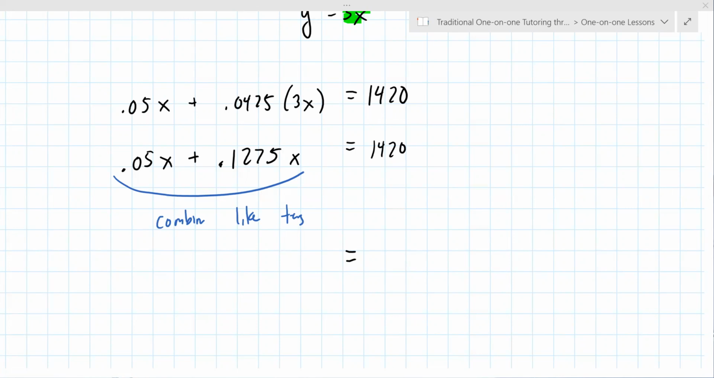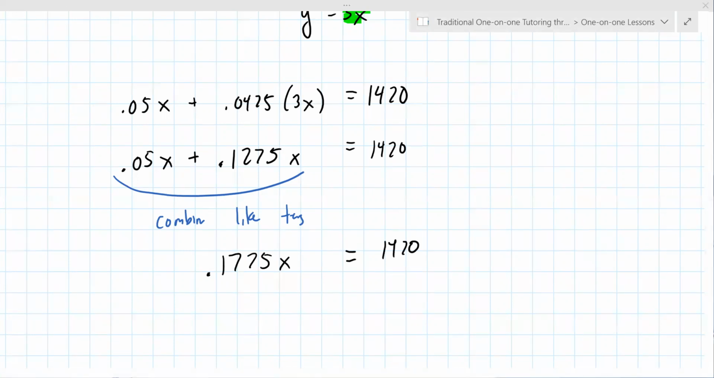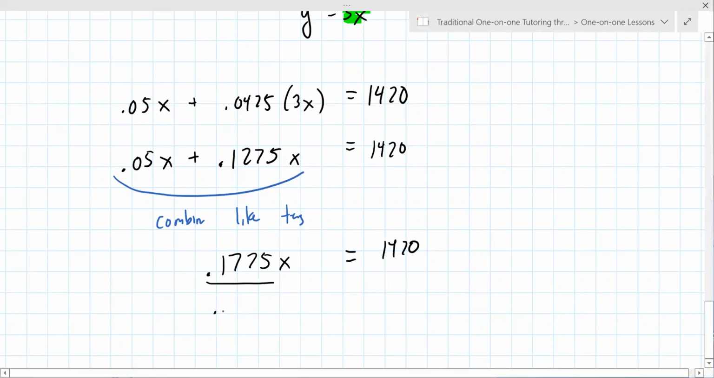What do they add up to? 0.1775 X equals 1420. What's the last step here? What do you do to solve for X? You divide both sides by 0.1775, yeah. And believe it or not, that works out nicely.